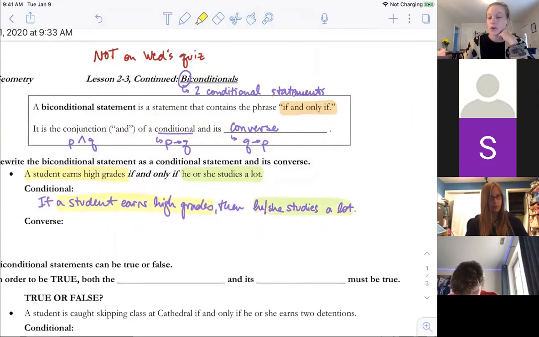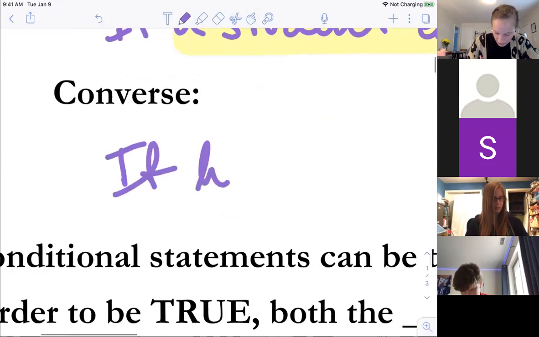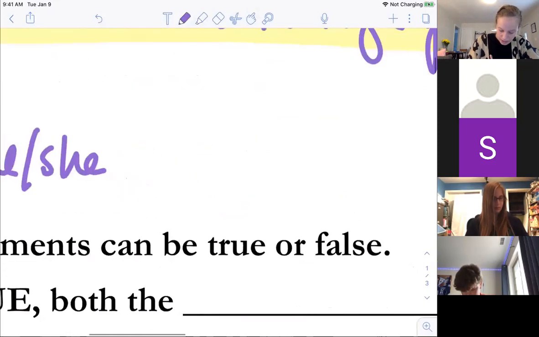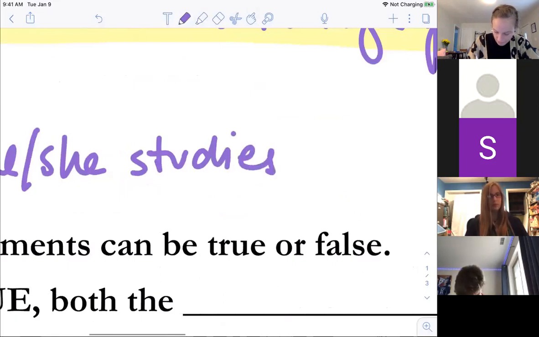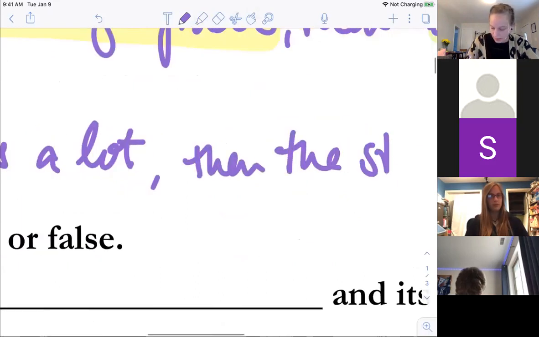And then as those of you showed me with your hands, I'm going to switch them now. And so I'm going to write, if he or she studies a lot, then the student earns high grades. You can put student at the beginning of the sentence if that makes sense, like English-wise in your mind. It does not matter to me, but like the meat of the sentence, like earning high grades should now be at the end and studying a lot should be at the beginning of the sentence. So if he/she studies a lot, then the student earns high grades.